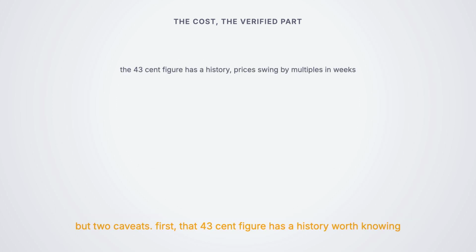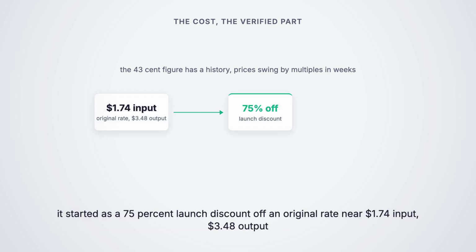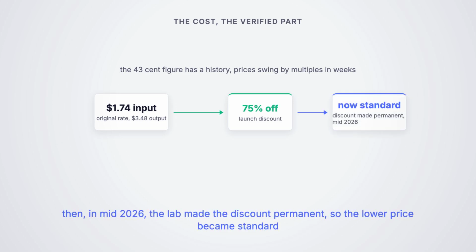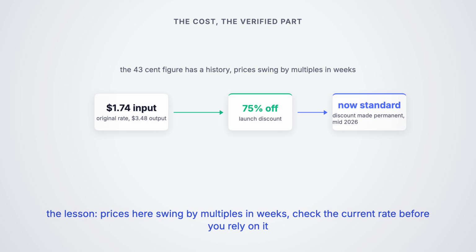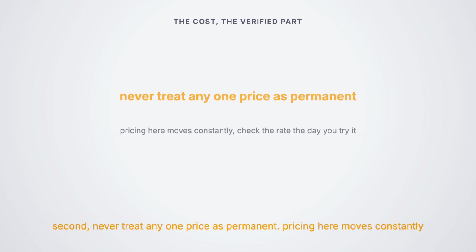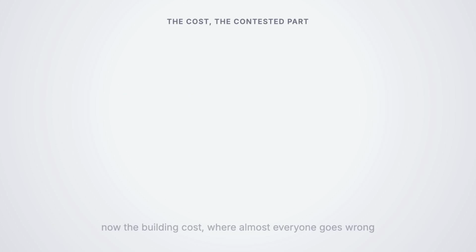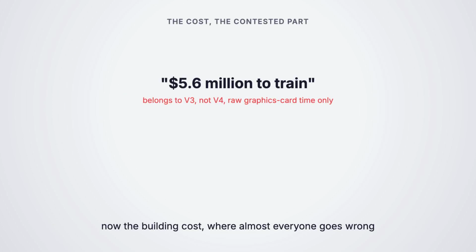But 2 caveats. First, that 43-cent figure has a history worth knowing because it shows how fast this moves. It started as a 75% launch discount off an original rate near $1.74 for input and $3.48 for output. And then, in mid-2026, the lab made the discount permanent, so the lower price became the standard one. The lesson is not the exact figure, it is that prices here swing by multiples in weeks, so check the current rate before you rely on it. Second, never treat any one price as permanent. Pricing here moves constantly.